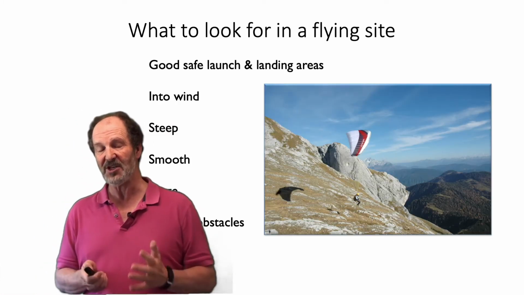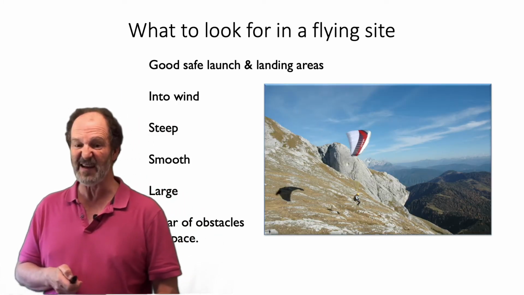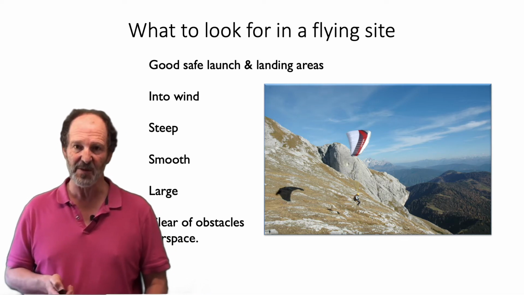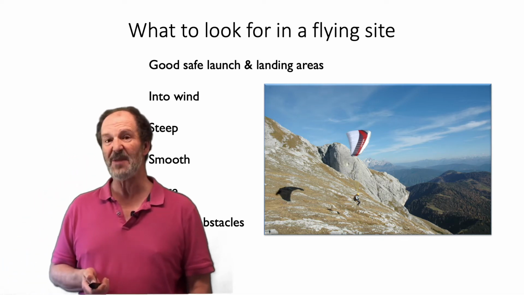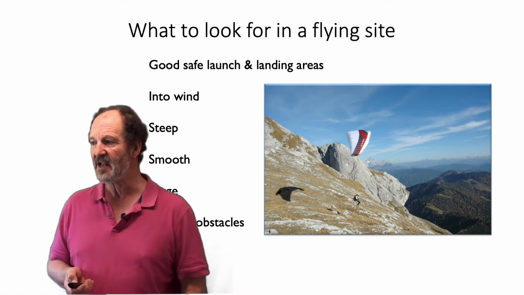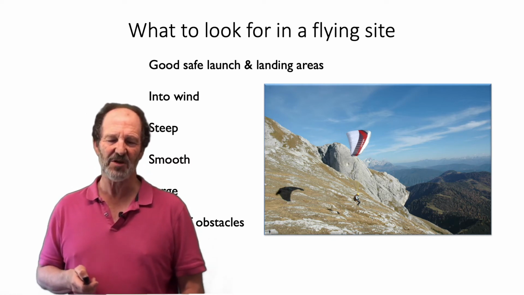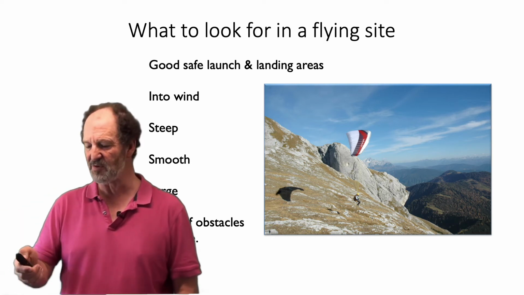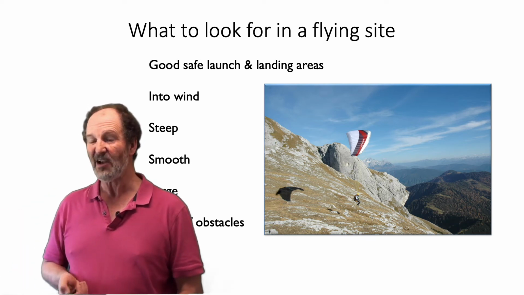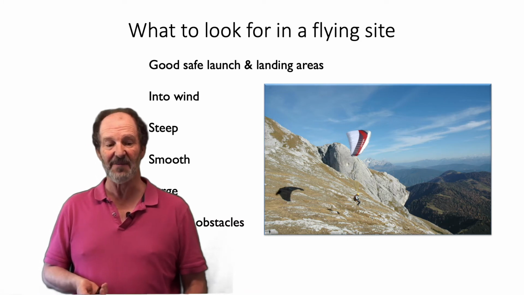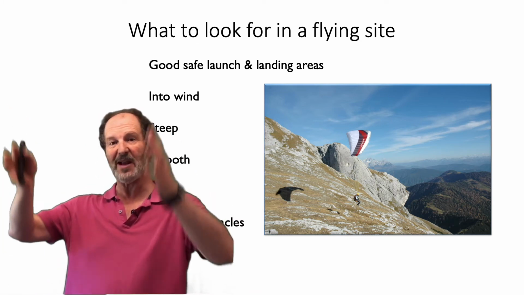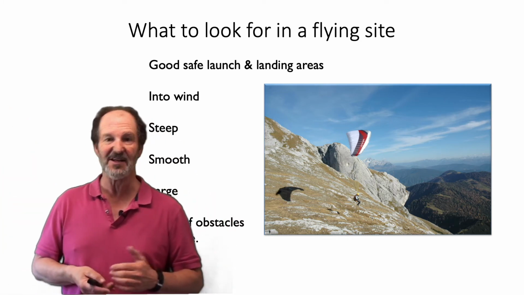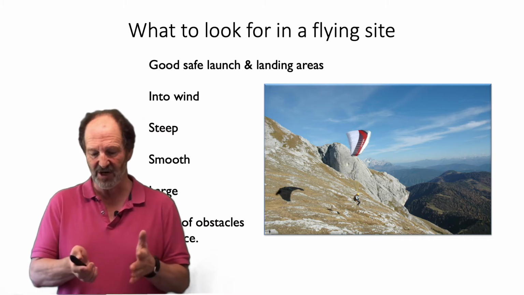So we've established here what we need to look for in a flying site. We want it to be into the wind, obviously, as square as possible. We want it to be as steep as possible in order to generate lift. Reasonably smooth. We're not too worried about that, but obviously if there's lots of bowls and spurs and things, it's not going to be as good as a smooth slope. And large. Large is just very simply, you get a couple of cubic kilometers of air going up. It's actually easier to use the lift than if it's just a tiny little bit.